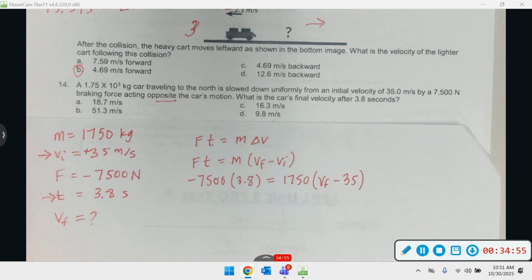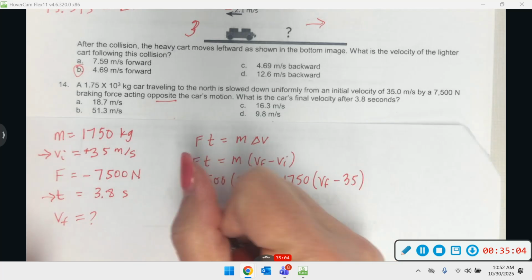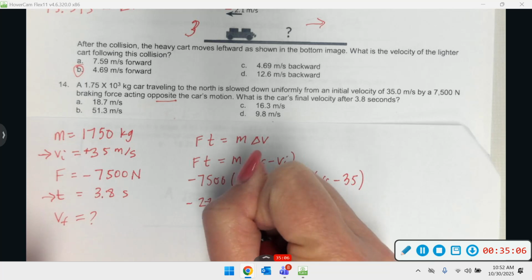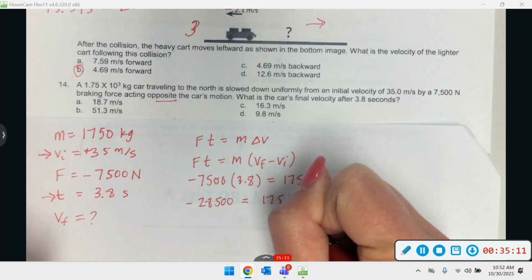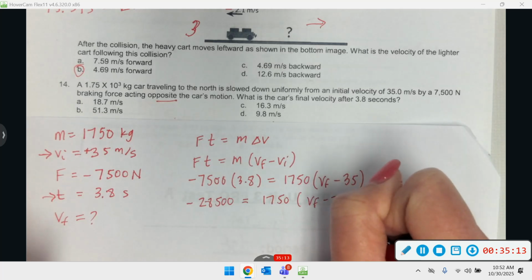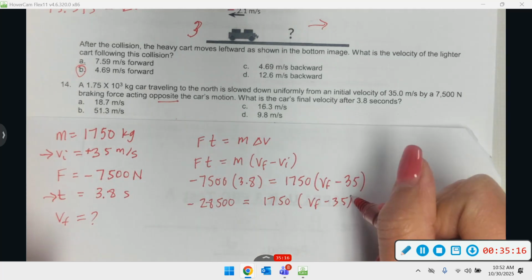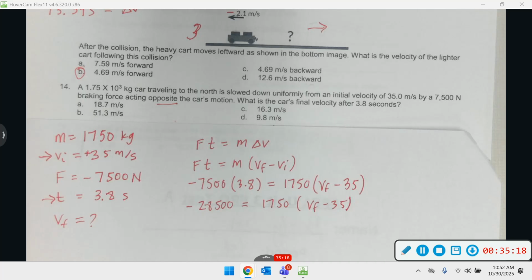I'm going to go ahead and solve the left-hand side of this. Negative 7,500 times 3.8 is negative 28,500, and it's equal to 1750 times VF minus 35. From here, I'm going to divide both sides by 1750. If you want to distribute, you can do that instead, but I'm just going to go ahead and divide by 1750. Oops, typed it wrong.